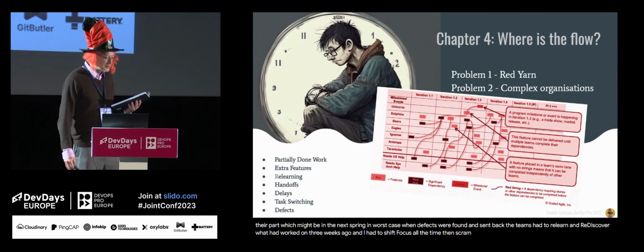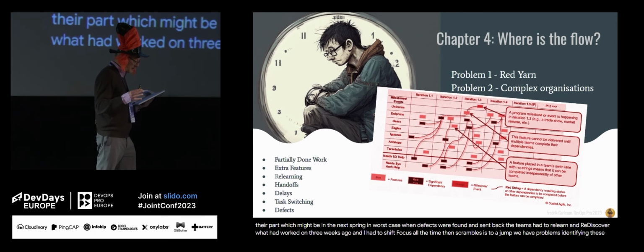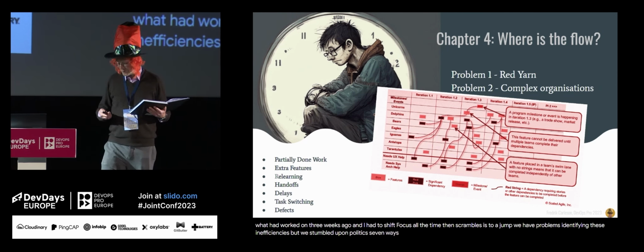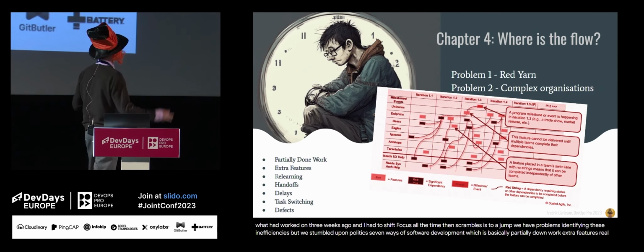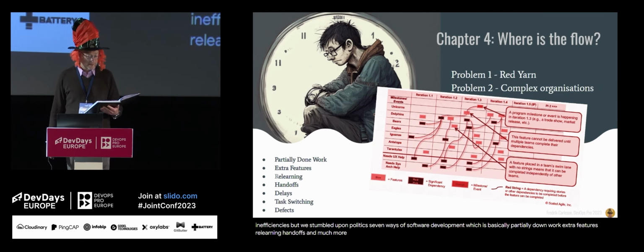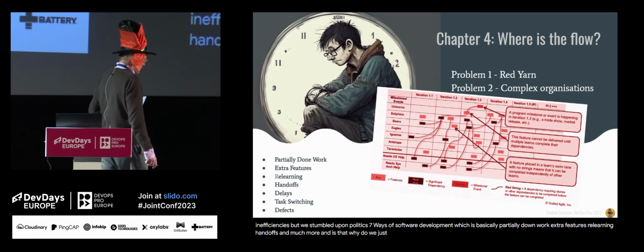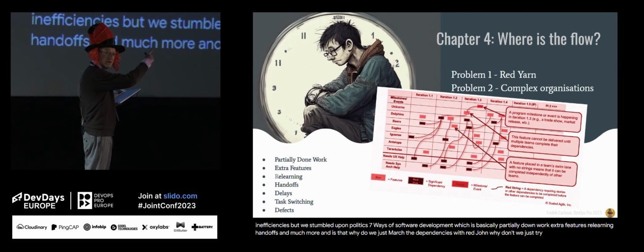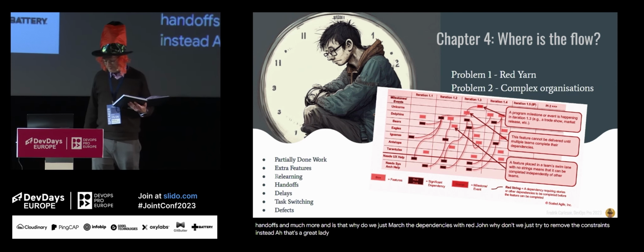The Scrum Masters told John, we had trouble identifying these inefficiencies, but we stumbled upon Poppendieck's 7 wastes of software development, which is basically partially done work, extra features, relearning, handoffs, and much more. And they said, why do we just mark the dependencies with red yarn? Why don't we just try to remove the constraints instead? Ah, that's a great idea, said John. Let's do that.